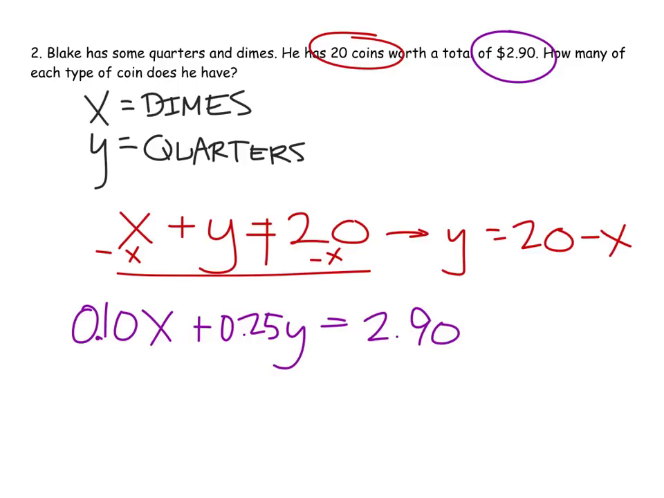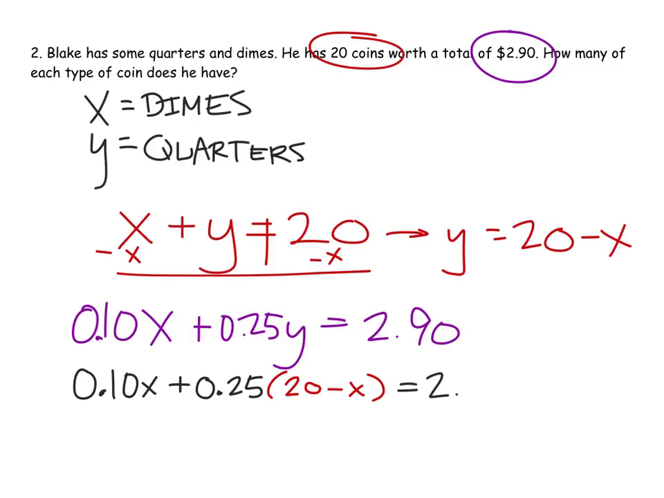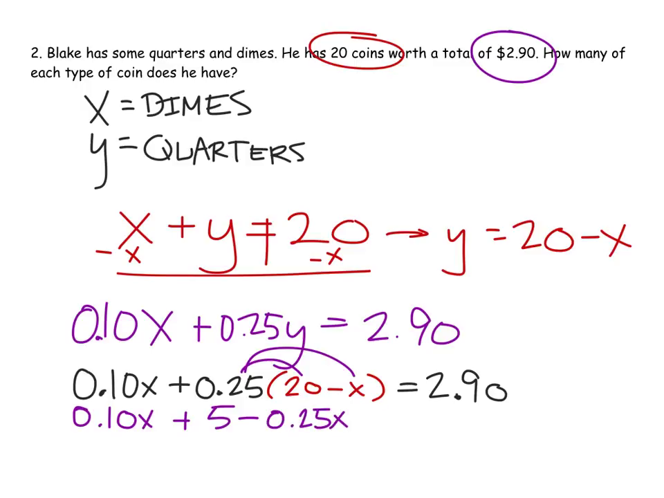But in any case, I'm going to go down to the second equation now. 0.10x plus 25 cents times y. But I'm going to replace y with the value we found, which was 20 minus x. And this should equal $2.90. Now we'll solve this one by distributing 0.25 into the parentheses. What do we got? 0.10x plus 0.25 times 20 is 5, minus 0.25x equals $2.90.